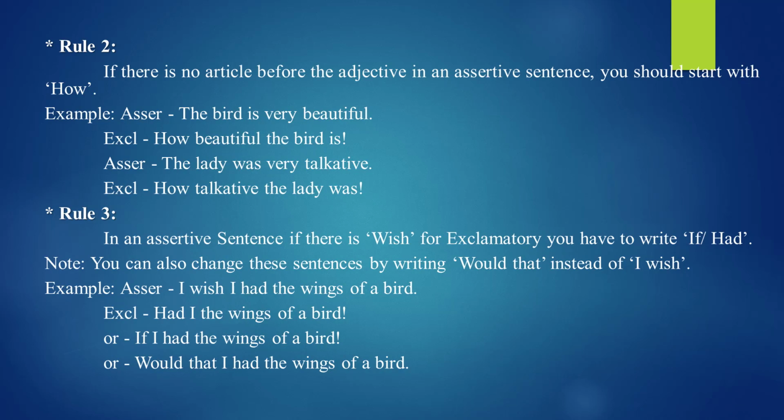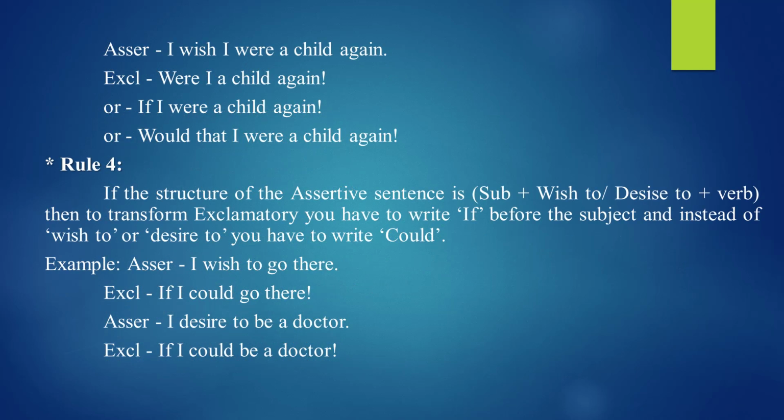Rule 3. In an assertive sentence, if there is a wish, for exclamatory, you have to write if or had. Note. You can also change these sentences by writing would that instead of I wish. Example. I wish I had the wings of a bird. Exclamatory. Had I the wings of a bird! Or if I had the wings of a bird. Or would that I had the wings of a bird. I wish I were a child again. Exclamatory. Were I a child again! Or if I were a child again. Or would that I were a child again.